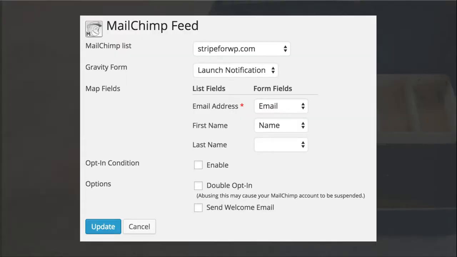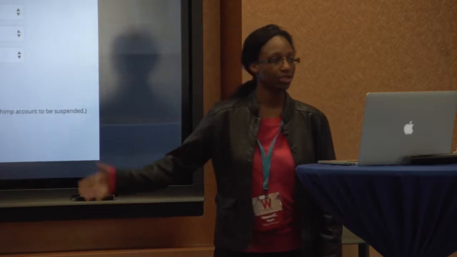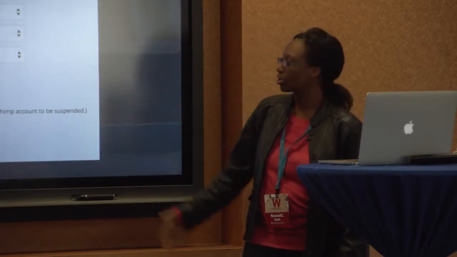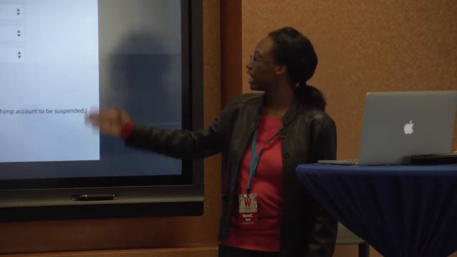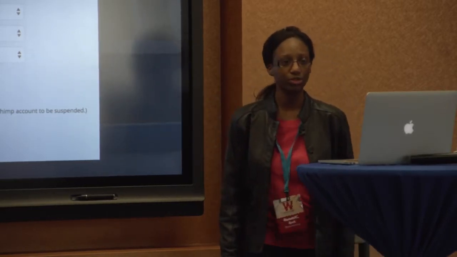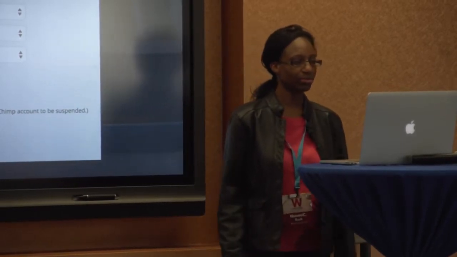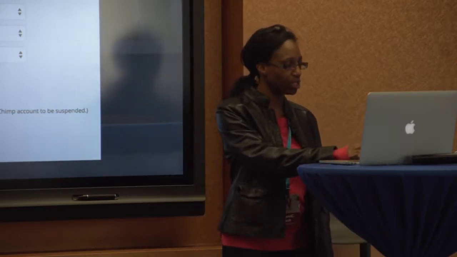So you just want to collect a list of email addresses so that you can email them later. Here's an example. You have your form that I just showed you, and then you can simply choose the list. It doesn't matter if you're using MailChimp or not, you just choose the list that you want to add the person to, and you map the fields. Let's say you have an email, a first and a last name field, and you choose the fields on the form that are going to go into those spots. It takes about 5 minutes, and there you've got some automation.